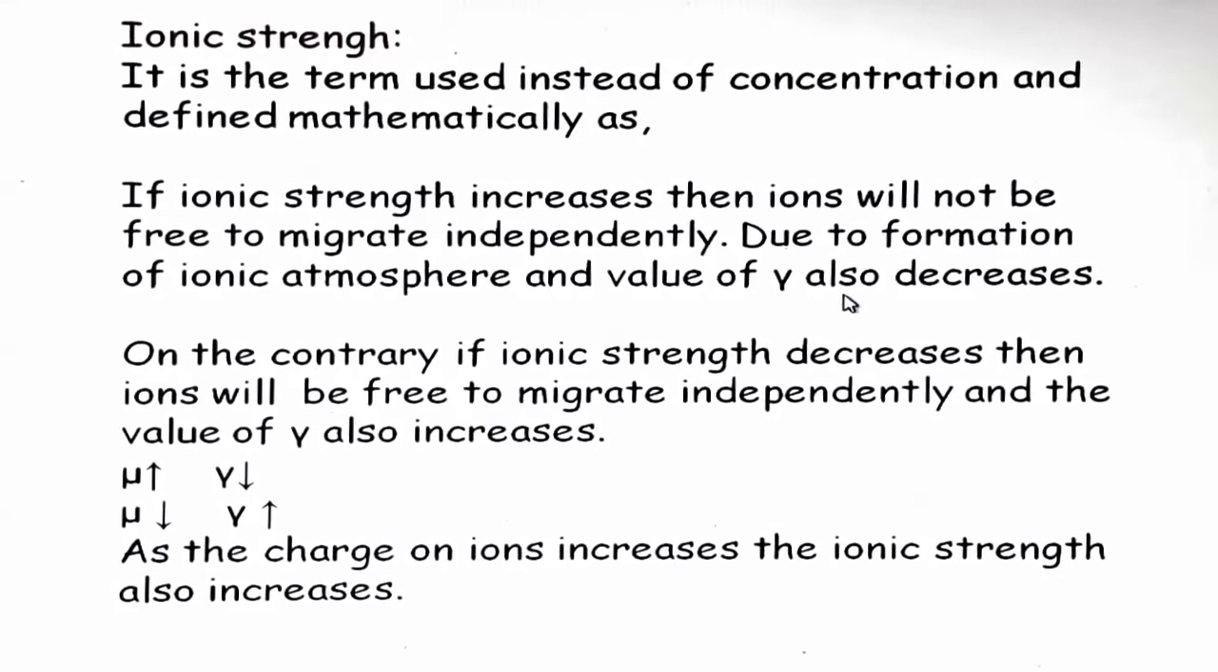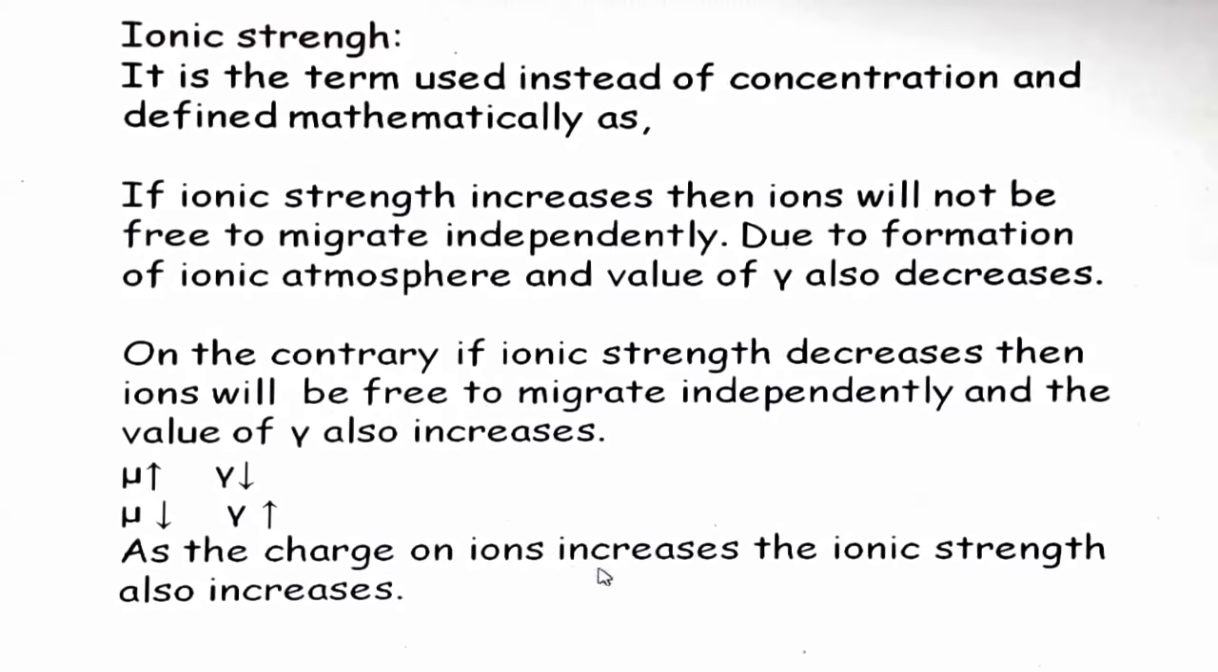Activity coefficient is the fraction of ions which are active out of the whole concentration. On the contrary, if ionic strength decreases, meaning the ionic atmosphere is weak, then ions will be free to migrate independently, and the value of gamma also increases. So if ionic strength is more, there is a strong ionic atmosphere and activity coefficient will be less because ions will not be able to move freely. If ionic atmosphere is low, then activity coefficient will be high.